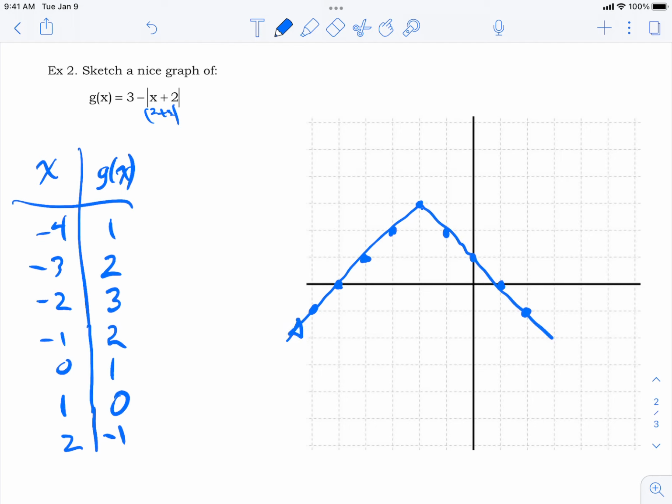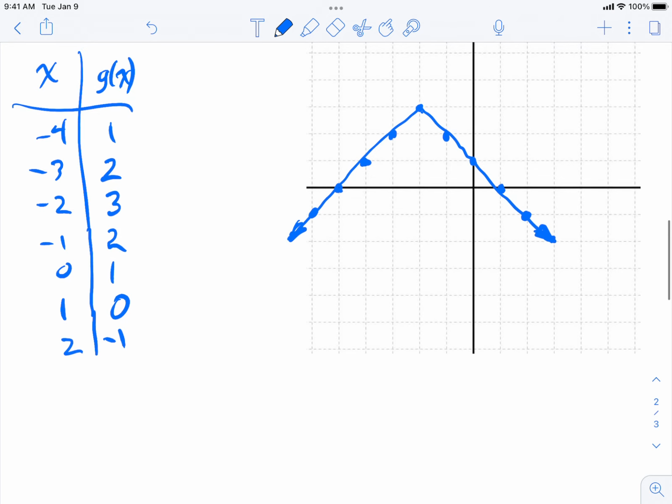Whenever you see x inside of an absolute value, you're kind of expecting some kind of a sharp V shape. And so there's our sharp V shape. It happens to be upside down. It happens to be moved over a little bit. But there it is. There's our graph. Nifty. Ready for some vocab?